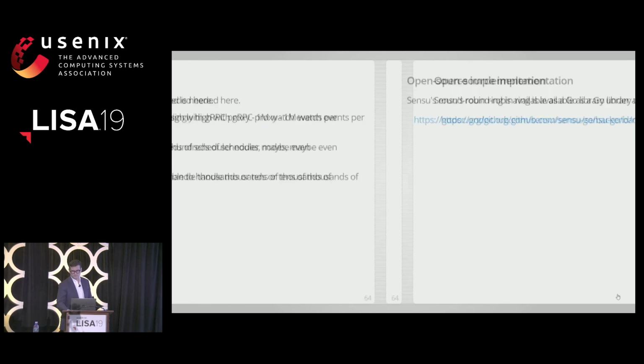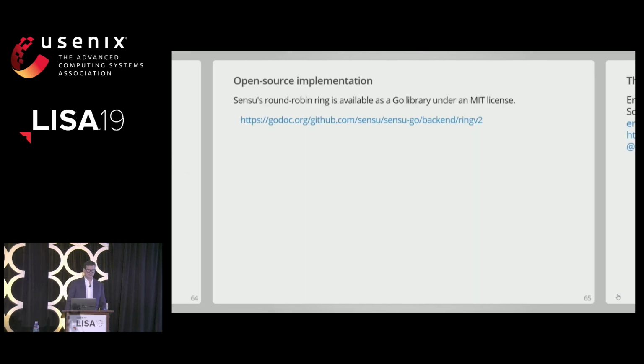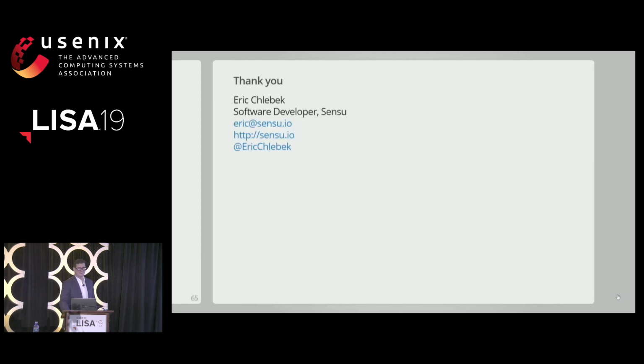The ring that we wrote is open source, as well as the Sensu project is. You can have a look at it. It's under an MIT license. If anybody ever uses it, please let me know. We probably need to improve it somewhat for general use. That's my talk. Thank you for coming, and thank you for listening to me.